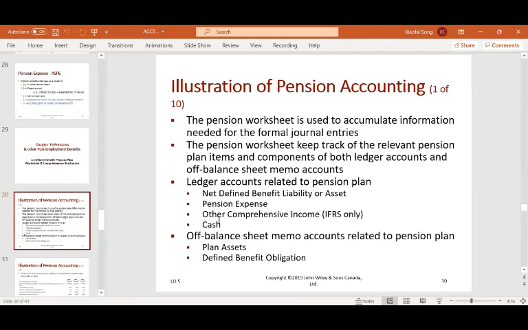And then obviously cash will be used, because when the contribution is made, the cash account is affected. When the benefit is paid, the cash account is not affected. The payment of benefit is not the company's cash flow, right? It's out of the plan asset, out of the pension fund. But the contribution made to the plan assets is the company's cash flow, so we put cash there as well. The off-balance sheet memo accounts, there are two: plan assets and the defined benefit obligation, assets and liability.